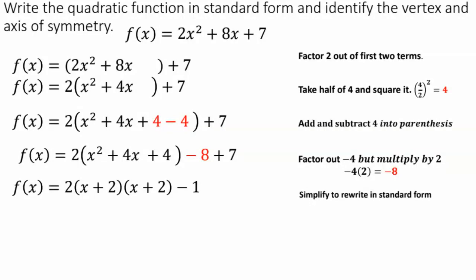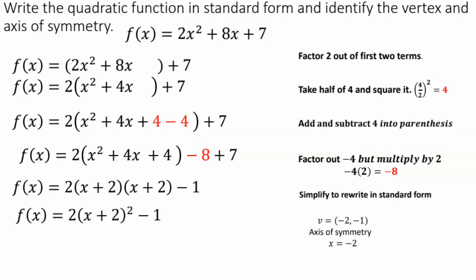So once I have the x plus 2 times x plus 2, I know I can rewrite that into 2 times x plus 2 squared minus 1. And now, by it being in standard form, I've completed the square. I can easily see what the vertex is. The vertex is negative 2, negative 1. Again, my x value is negative 2. My y value is negative 1.